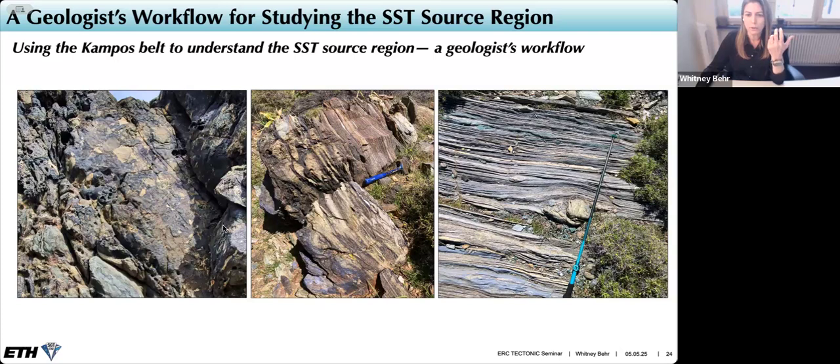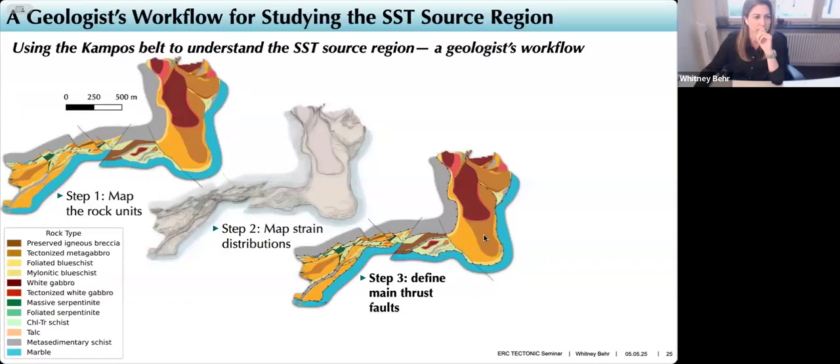So these strain markers are really useful in allowing us to locate the highest strain zones in the field area and infer the position of the paleo-subduction thrusts that, like I said, are responsible for the assembly of this subduction complex. So here's a map of where the strain distribution or most strain is, and then we use the strain distributions and the juxtapositions of different rock types from the first two steps to define the main thrust faults that are showing up in this belt.